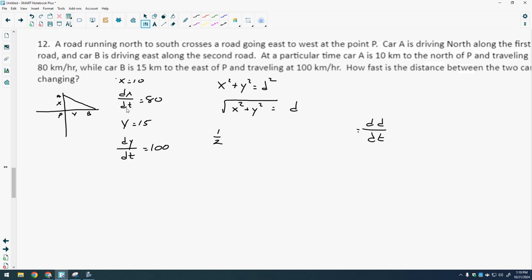Nope. That distance is changing because the cars are driving. None of these are constants, so I have to leave all three variables in there. But luckily, I know all the information I need. Well, I know information about two of the three, so I think we're going to be okay. Let's start doing it. This is a 1/2 exponent, so leave the inside alone, decrease the exponent by 1, and now multiply by the derivative of the inside function.